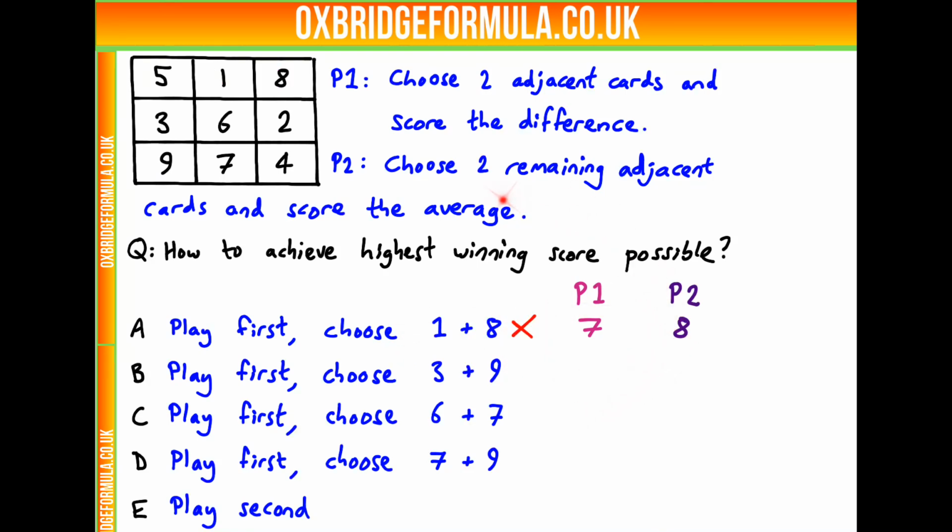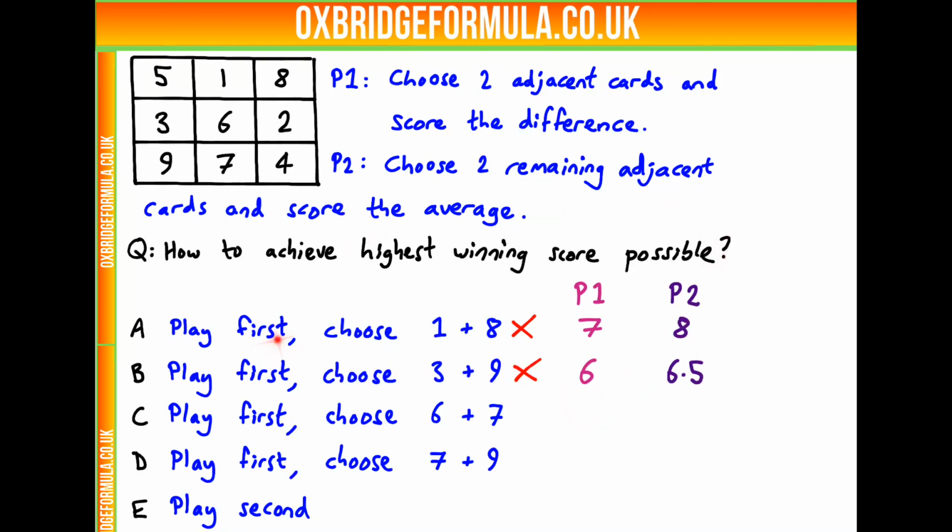Now if we repeat this analysis for the second one, so we're playing first and choosing 3 and 9, what score does that give us as player 1? The difference between 3 and 9 is 6. And then what can we do as player 2 to beat that? So if 3 and 9 have gone, then what are the 2 largest adjacent numbers? So that would be 6 and 7. What score would that give us? The average between those 2 is 6.5. So again, we've managed to beat player 1, and we know that therefore this must be a wrong answer.